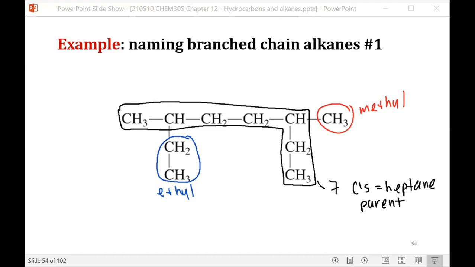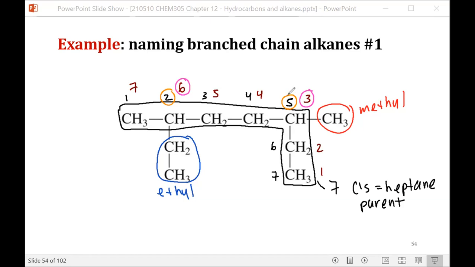Now I want to number my parent chain so that my substituents are at the lowest numbers possible. So I could go 1, 2, 3, 4, 5, 6, 7. So my substituents would be at 2 and 5 with this numbering system. The other way I could number is I could go 1, 2, 3, 4, 5, 6, 7. And if I did that other numbering system, I'd be at 3 and 6. So it's going to be lower to be at 2 and 5.